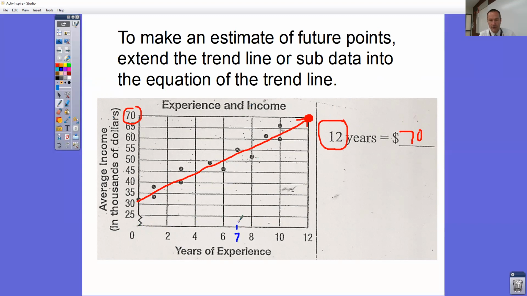Well, then you would go over to 7, you would go up to your trend line, and then you'd have to see where it lands over here. So maybe 7 would be approximately 53 or something like that, all right? So you just go over to where it says to, go up to your trend line, and see where it's at.